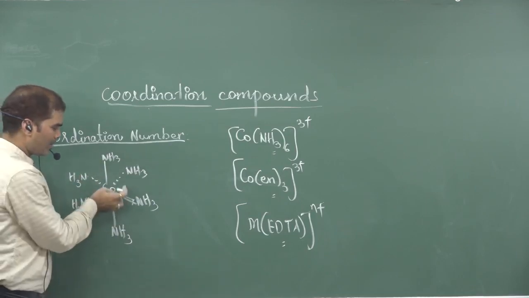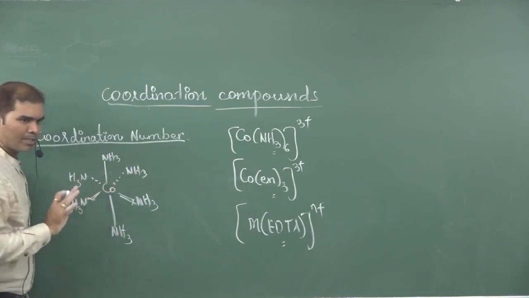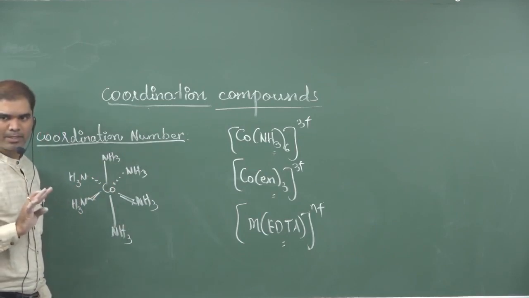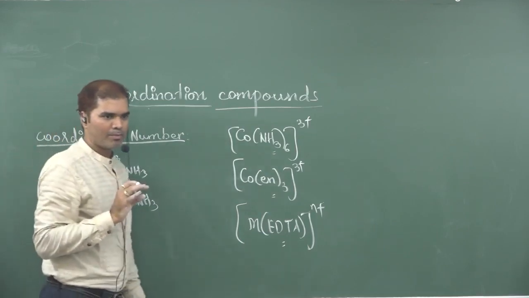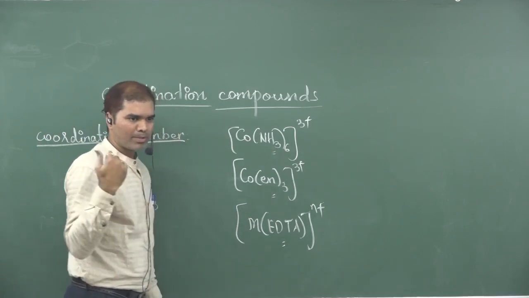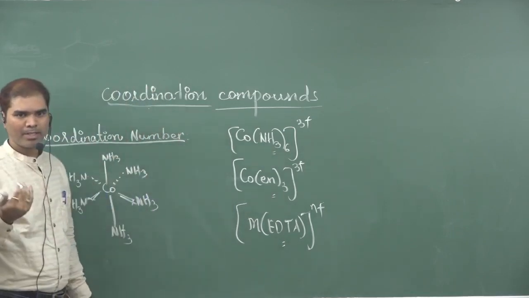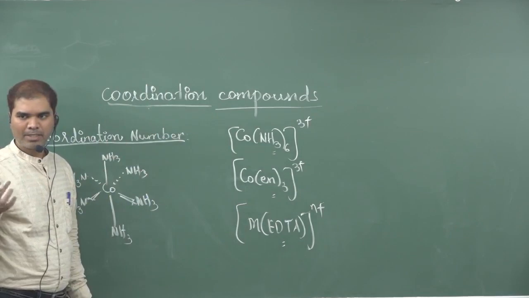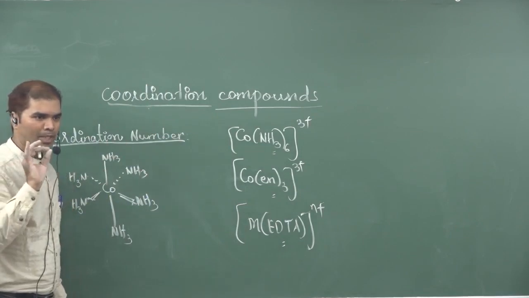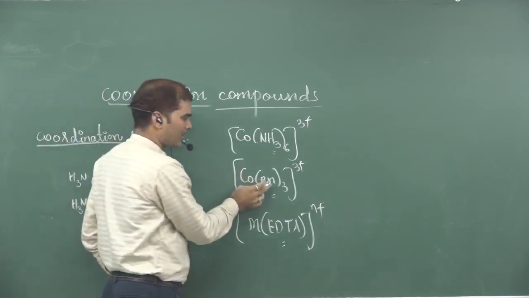So in this case, how many sigma bonds are there? 6. Therefore, coordination number is 6. So you have to just count the number of sigma bonds. There could be pi bonds also. If at all there are some pi acceptor ligands, or if there are any pi bases, a pi bond is also present. But you have to consider only sigma.